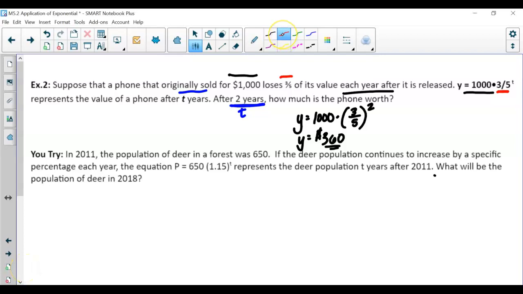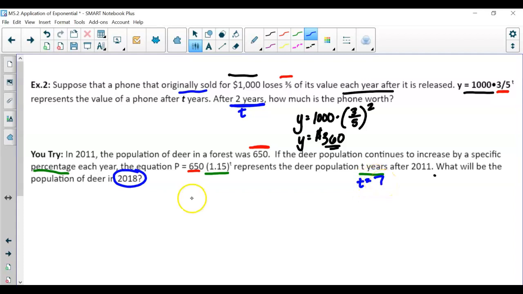And here we go. So here in 2000, our population started right at 650. So it makes sense here in our equation. That's your y-intercept. That's the start. It increased by a certain percentage, which we're going to talk about after we go over this problem, but it's represented by the equation 1.15 to the t. So here, the t represents years after 2011. So we want to know the population in 2018, which means what do we use for t? Well, how many years have passed?